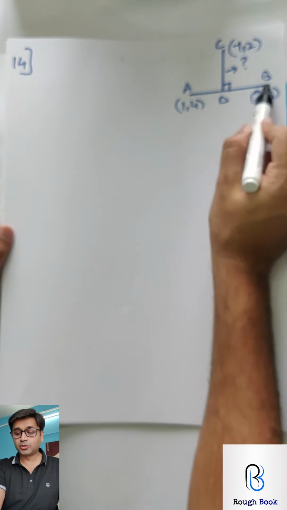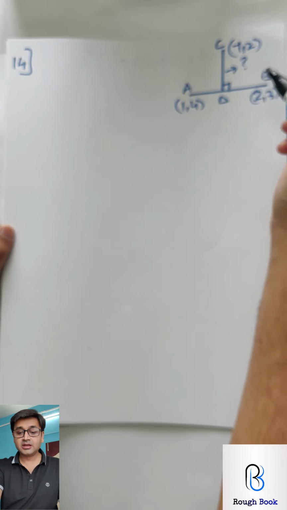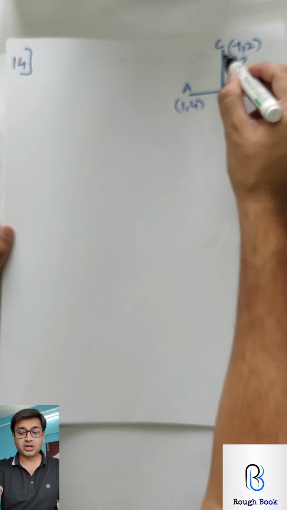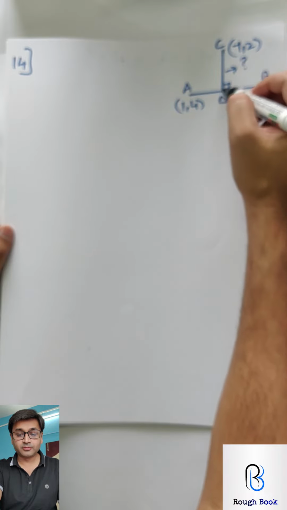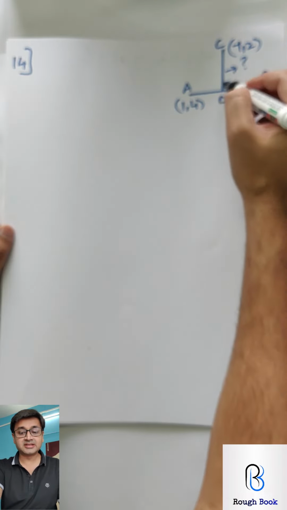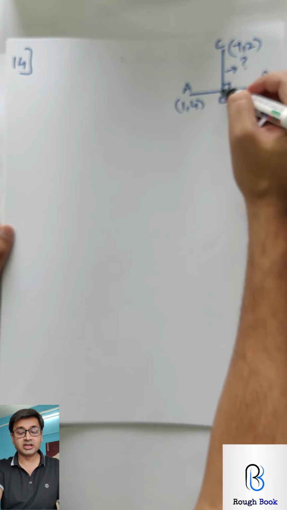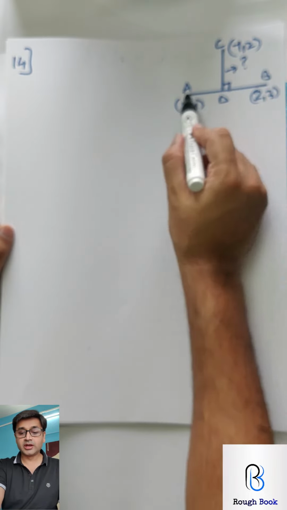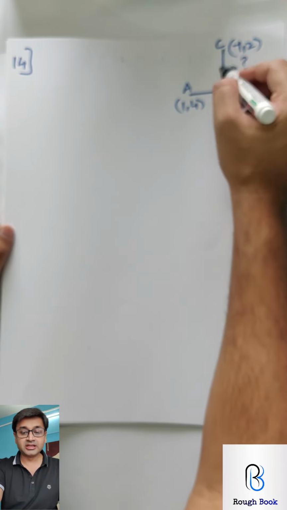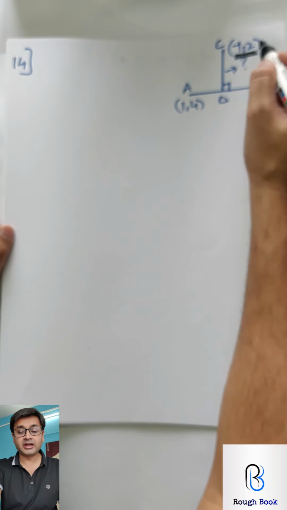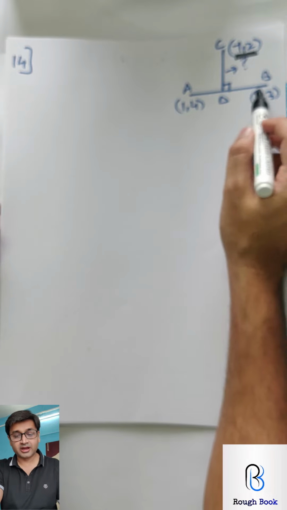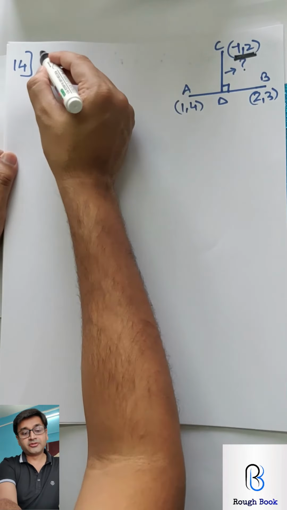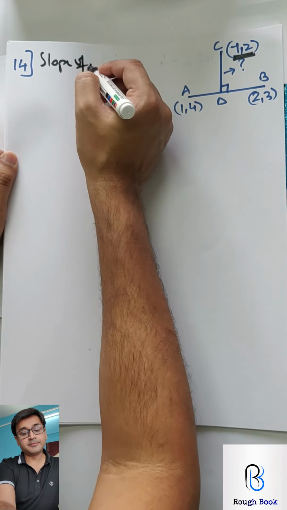So A and B are 2 points. C, D, the question says find the equation of the line perpendicular dropped from C to AB. That means this line is perpendicular to AB. Get the equation of this, right? To get the equation of this line, I need a point and the slope. How to get the slope? AB will help me for that because they are perpendicular. So first let's get the slope of AB.